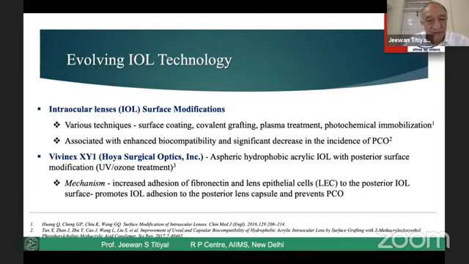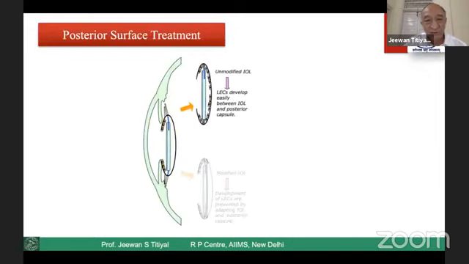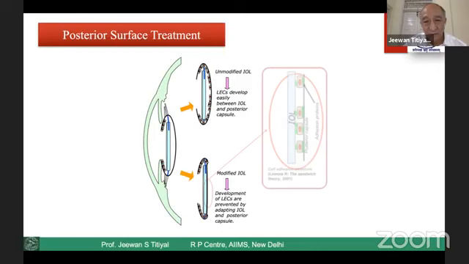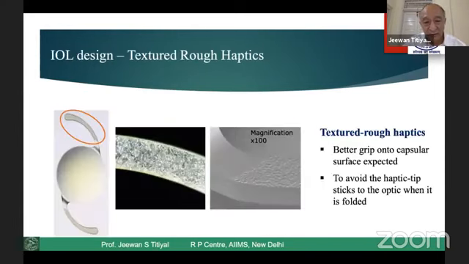So this Vivinex lens with the surface modification is aimed towards decreasing posterior capsular opacification, and maybe it will decrease the requirement of YAG capsulotomy or delay the requirement of YAG capsulotomy in future. And we all know how it works, its mechanism of getting the posterior capsule towards the posterior surface of the IOL, with the modification of the posterior surface only of this IOL with the ozone treatment. That is how it's going to work.